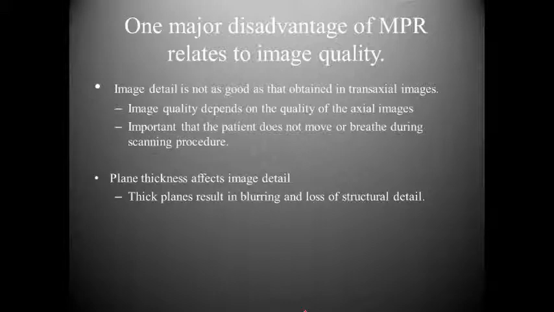However, after looking at the thins and trying to reformat images, you'll probably notice that there's a significant amount of motion, and where the patient has let their breath out and breathed in, it's created kind of a blurring stair-step pattern to where you're seeing anatomy come in and go out, and you're seeing it come in again. And so if the patient moves, breathes, things like this, it can greatly affect our ability to utilize images such as sagittal and coronal. Also, plane thickness affects the image detail. Thick planes result in blurring and loss of structural detail.